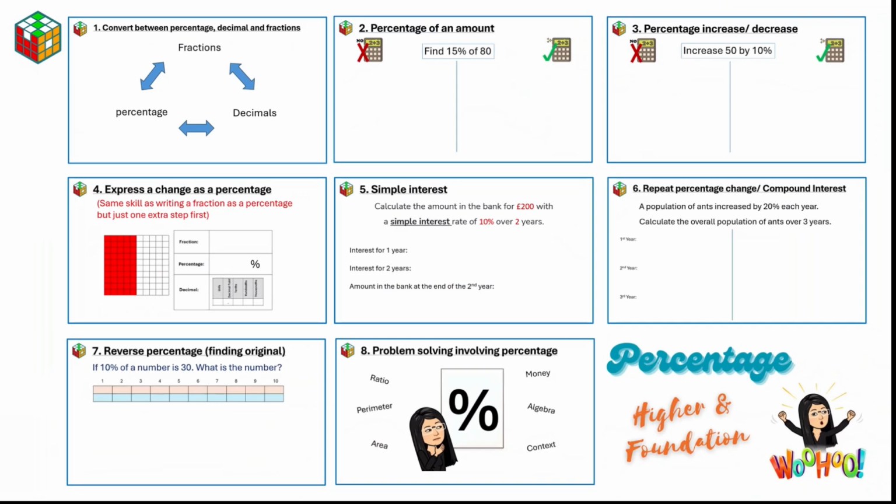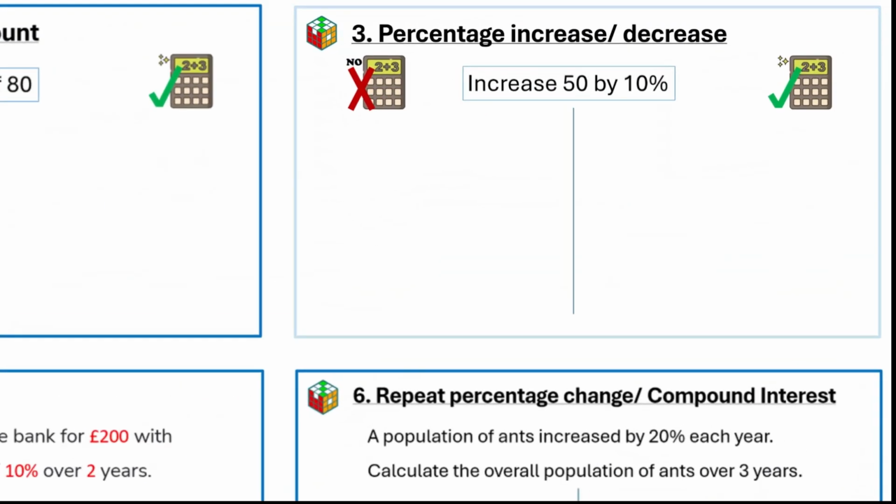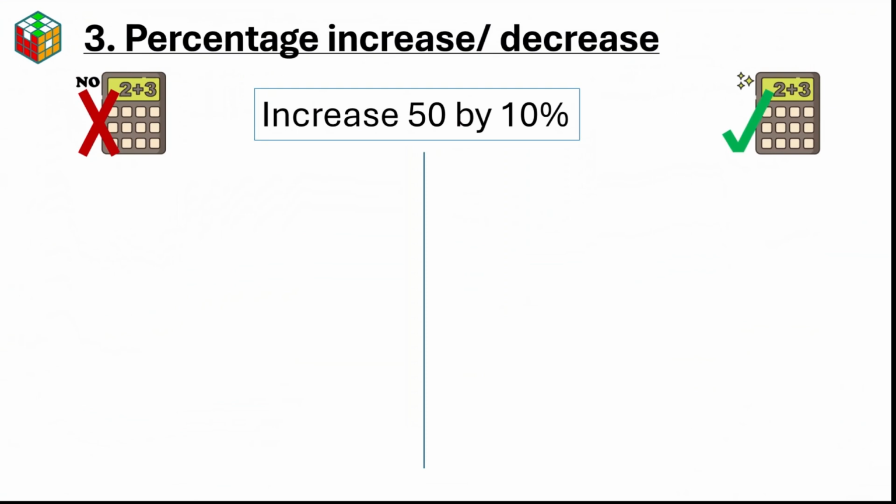Let's go to part 3. Percentage increase, decrease. Again, I'm going to show you calculator and non-calculator methods. Increase 50 by 10%. That means I have originally got 50, let's say £50, and then I grow the money more. I grow 10% more. Well, I'm expecting my answer to be more than 50.